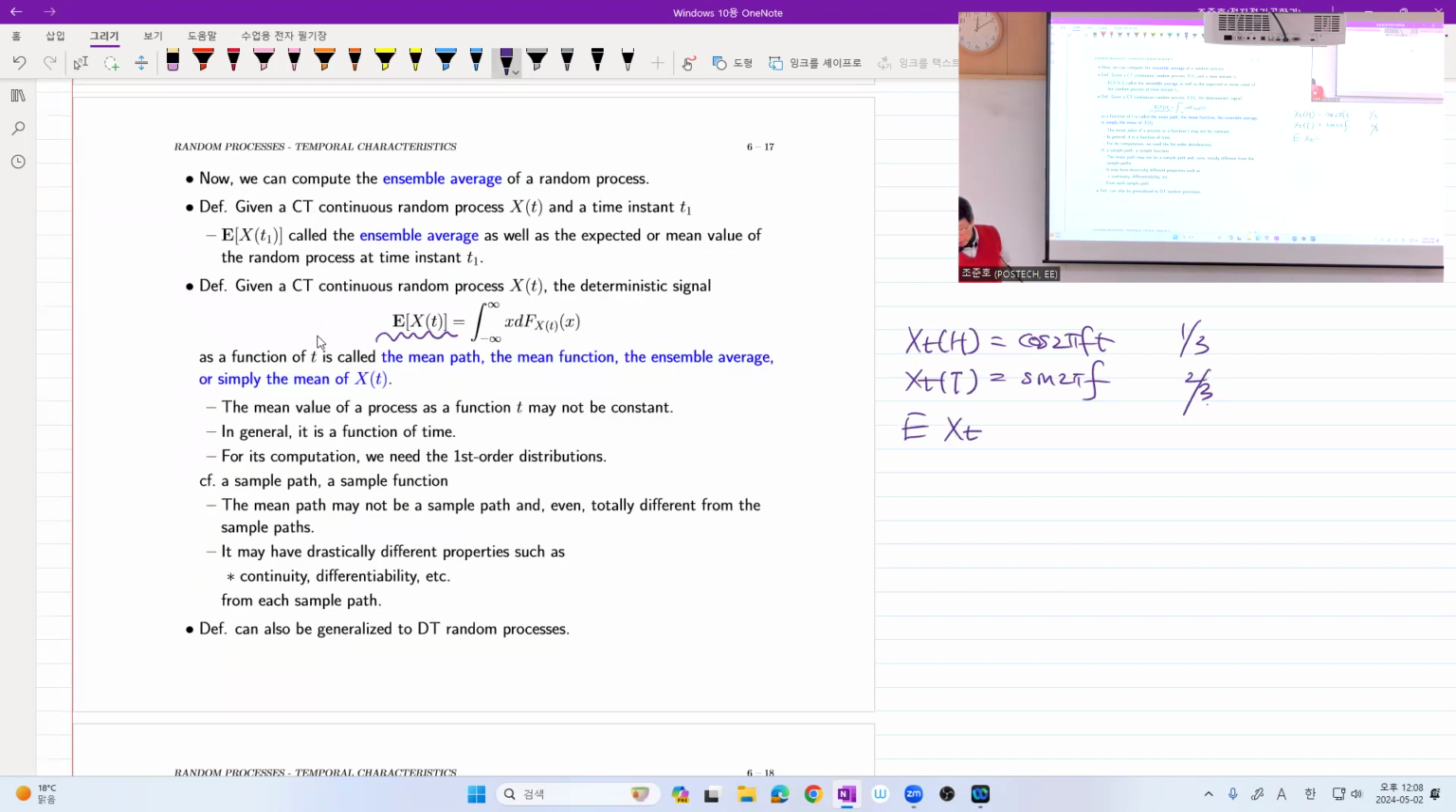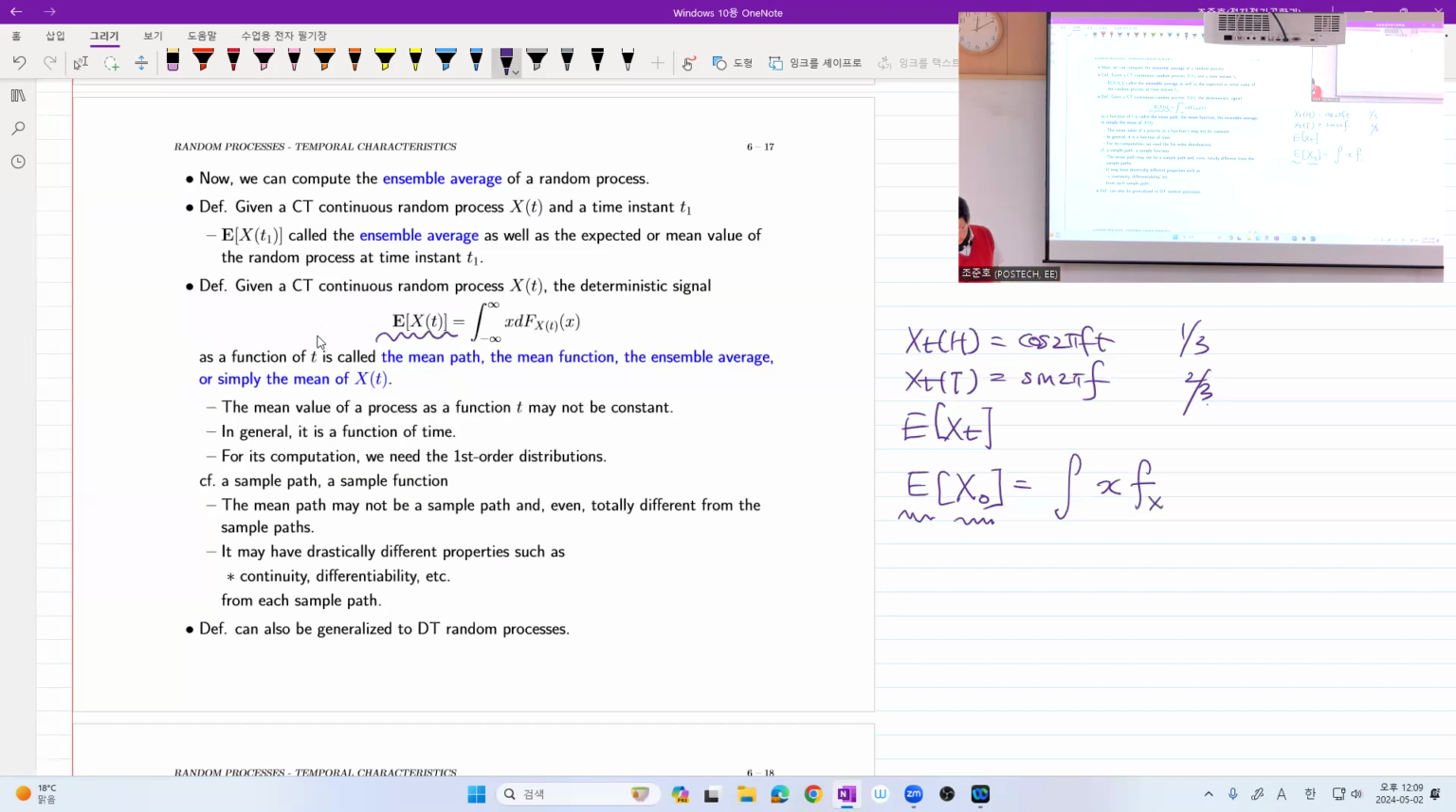What is the expected function of this random process? It may be confusing, but it's very simple, because whenever you have some notation given a random process, just view it as a random variable by fixing this t. So I'm asking, not this one, but first I'm asking something like this. What is that? Expected value of some random variable means integration of a value times probability.